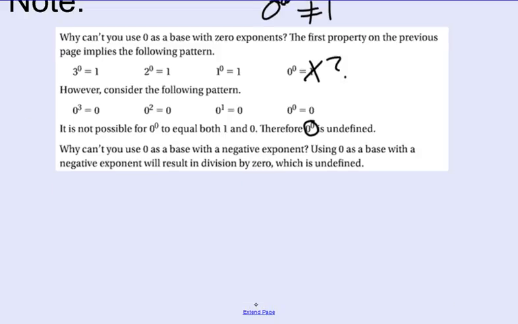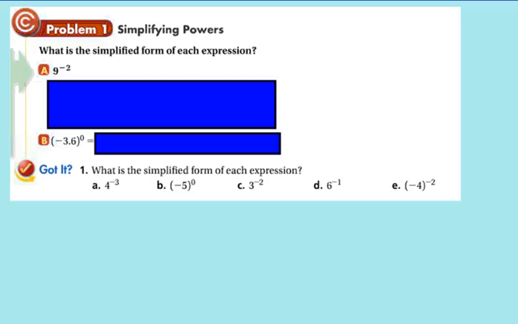So why can't you use 0 as a base with a negative exponent? Because then you would have to flip it and put 0 on the bottom. You can't divide something by 0. That would be undefined as well. All right, so let's do some examples with 0 and positive exponents, or 0 and negative exponents.